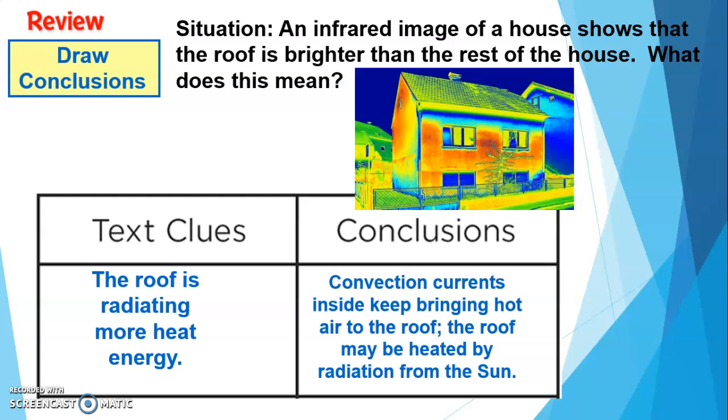Because if you remember, what is convection? Convection is the flow of thermal energy through a liquid or a gas caused by hot parts rising and cold parts sinking. So in this case, we can guess that the roof may be heated by radiation from the sun.